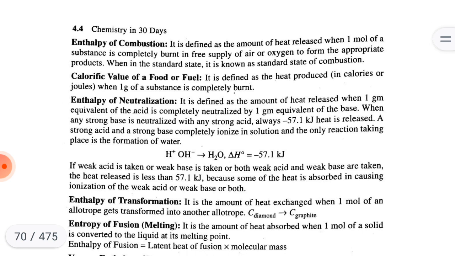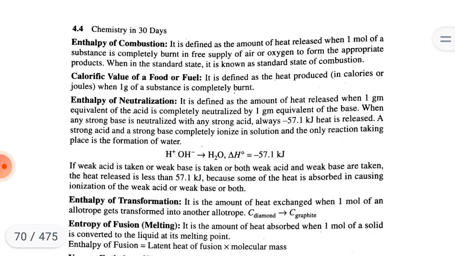Enthalpy of combustion. It is defined as the amount of heat released when 1 mole of a substance is completely burned in free supply of air or oxygen to form the appropriate product. When in a standard state, it is known as standard enthalpy of combustion. Calorific value of a food or fuel. It is defined as heat produced in calories or joules when 1 gram of a substance is completely burnt.